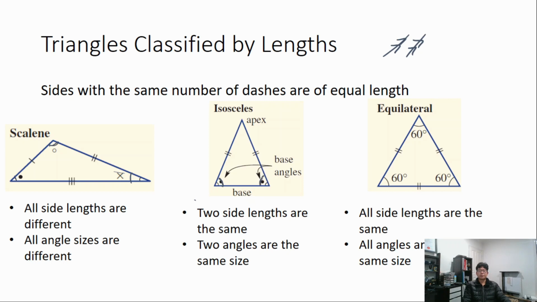And our last type of triangle with side lengths is the equilateral triangle. In this case, all sides are the same length. As you can see here, they all have the same number of dashes, and all the angles are also the same size. They are all 60 degrees in every equilateral triangle.